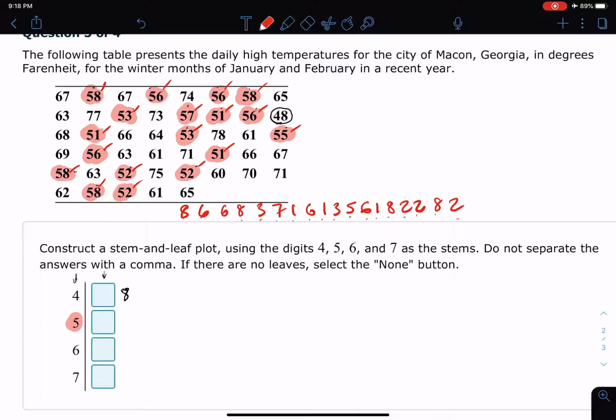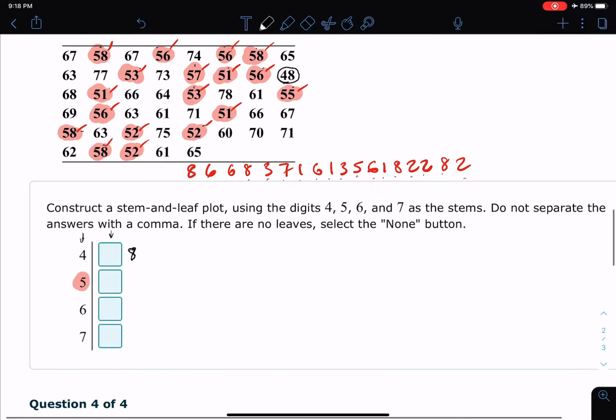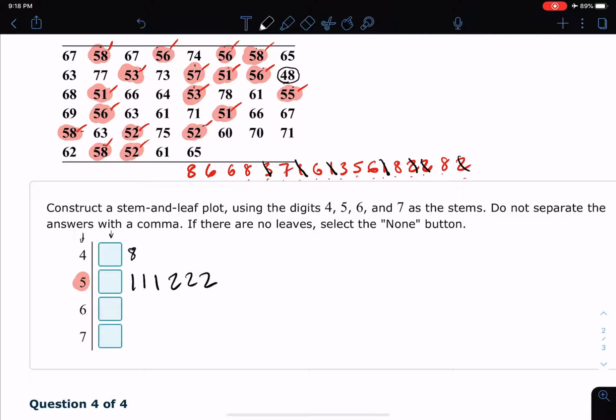Now let me go ahead and write these down. And I guess we'll use a black pen. And it looks like our smallest number is 1. And how many do we have? We've got 1, 2, 3 ones. How about 2s? 1, 2, 3. How about 3s? 1, 2, 2 3s.